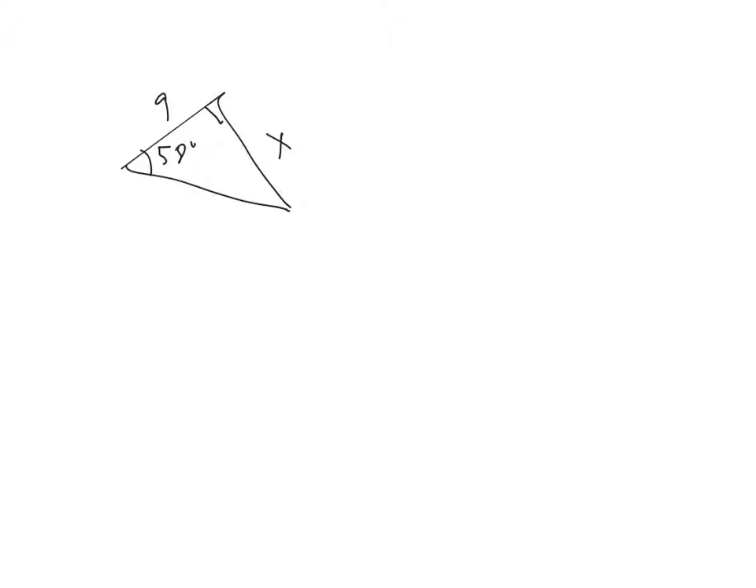Okay, so here we're given one angle and one side. Then you just identify what sides you're dealing with here. So decide, is 9 O, A, or H? 9 is A, that's right. That's the adjacent. And X, is that O or H? O. So we have O and A, opposite and adjacent, which is why we're using tan.